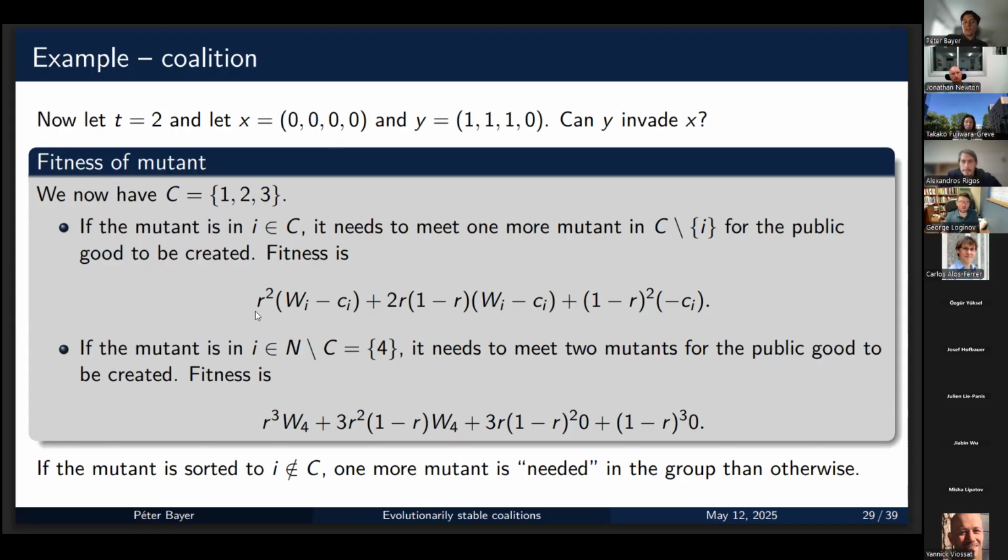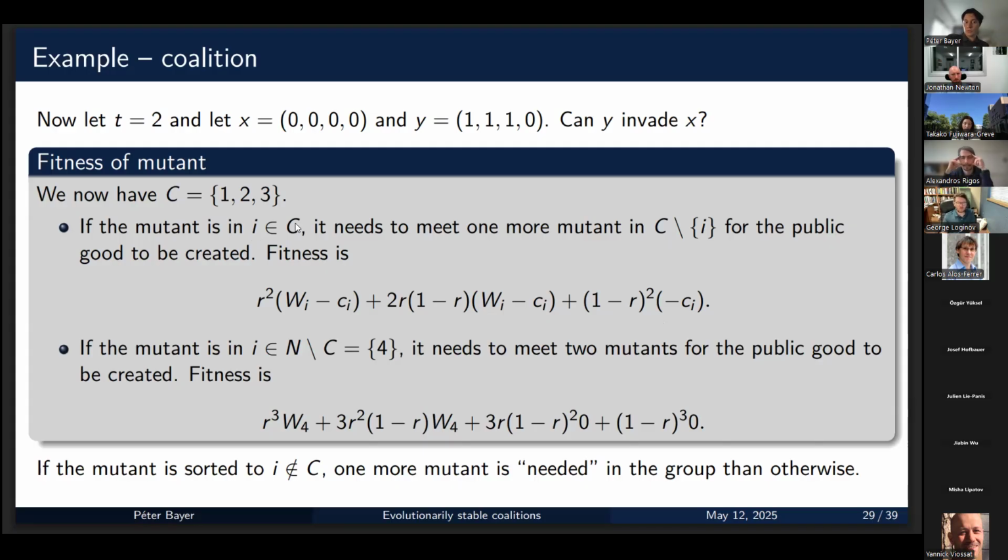Okay, so the fitness is R square times W minus C. This is the case when both of them are mutants. In fact, that happens with probability R square from my perspective. Then we have 2 times R times 1 minus R. These are the cases when one of them is a resident and the other is a mutant. That's okay. The public good still gets created. And this is the case when both of them are residents. And then I'm sad. I'm paying the costs and the public good doesn't get created.